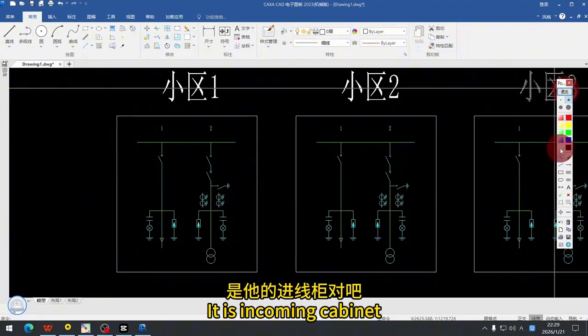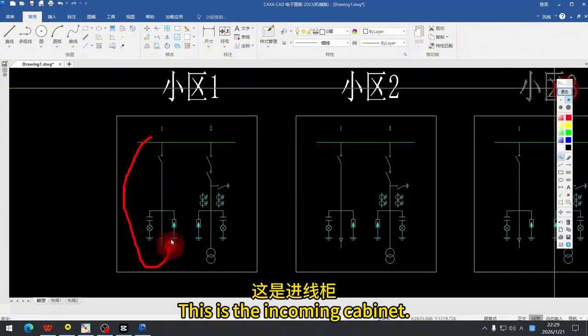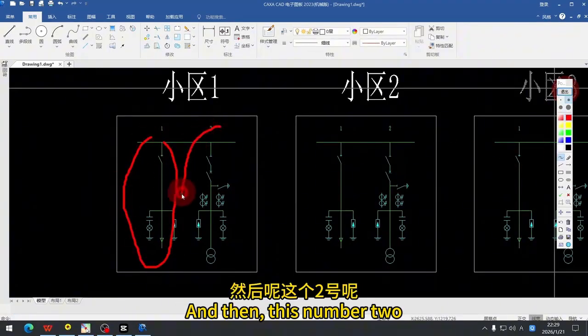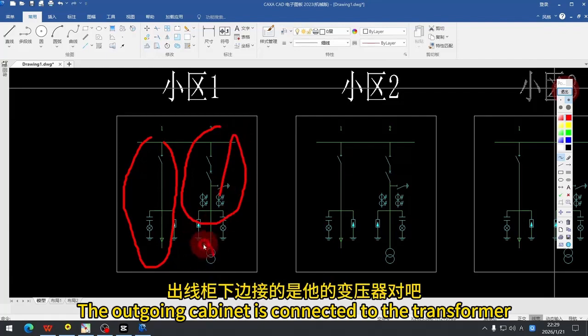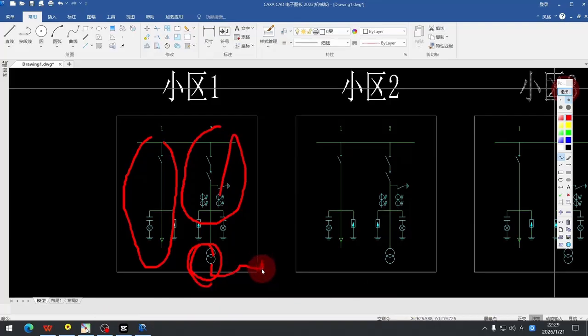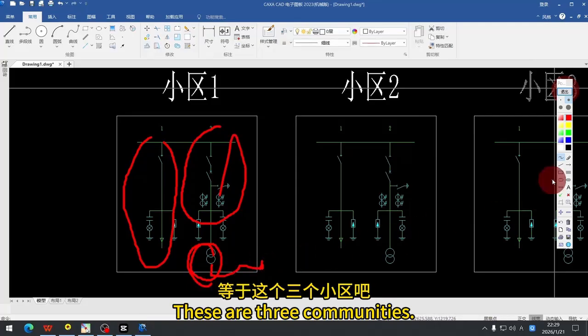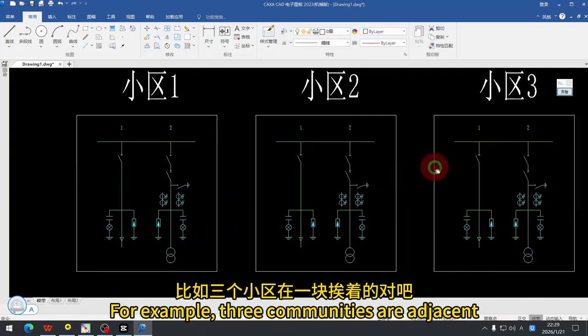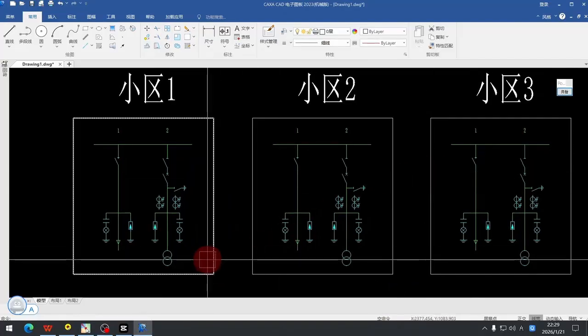This cabinet is the incoming cabinet. And then, this number 2 is the outgoing cabinet. The outgoing cabinet is connected to the transformer. This transformer is used to supply electricity to the entire community. For example, these are 3 communities that are adjacent.